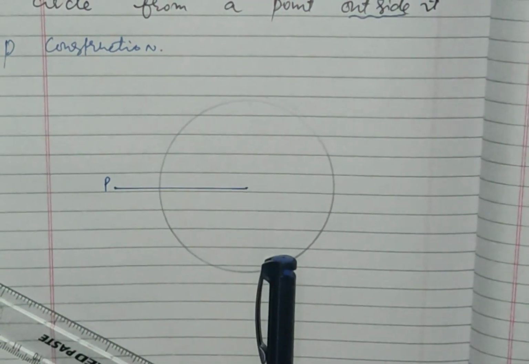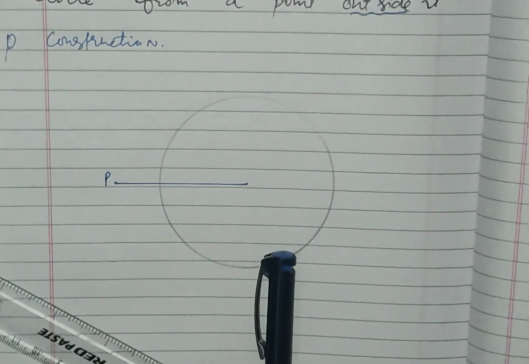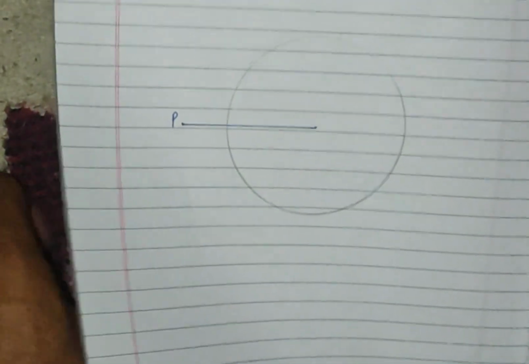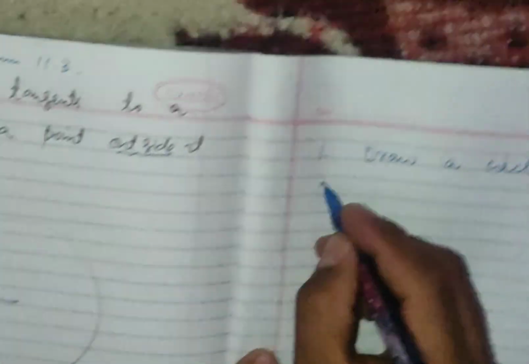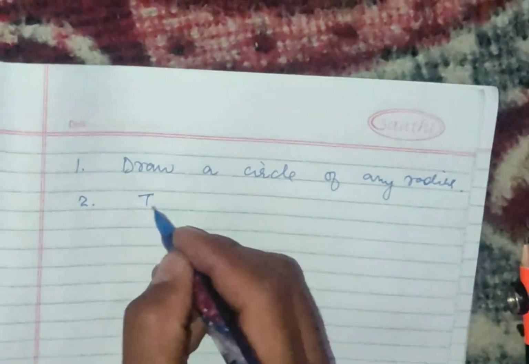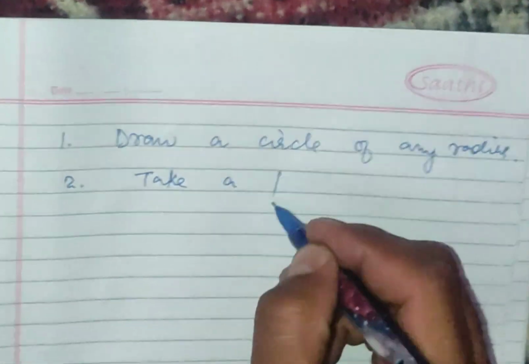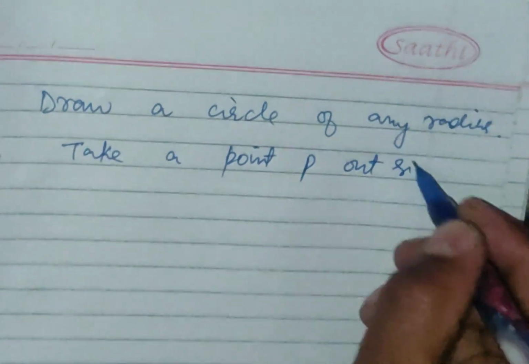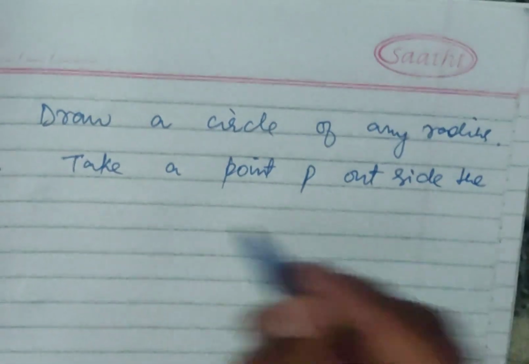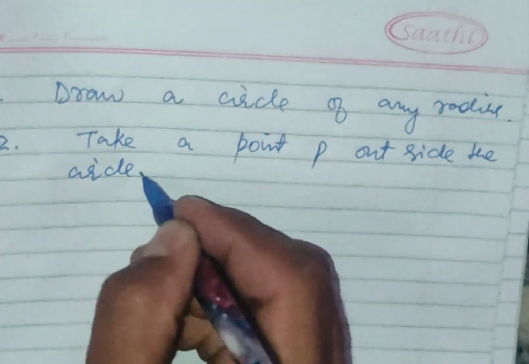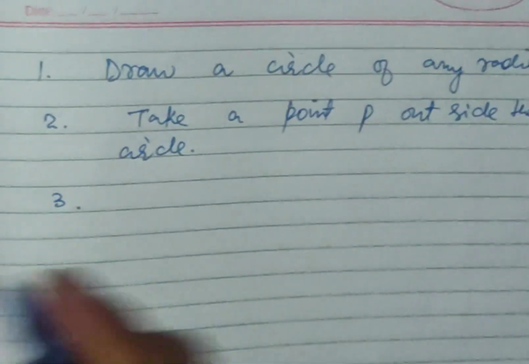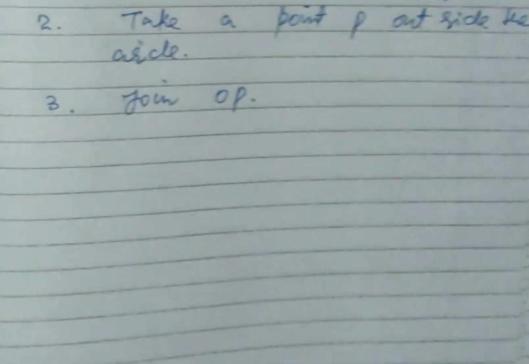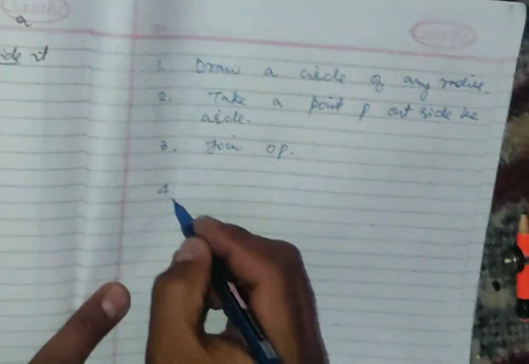So second step is that we have to take a point P outside the circle. And third step is we'll join OP. Now what we have to do? We have to bisect this line.